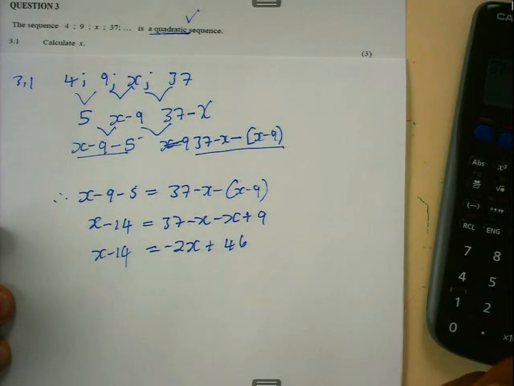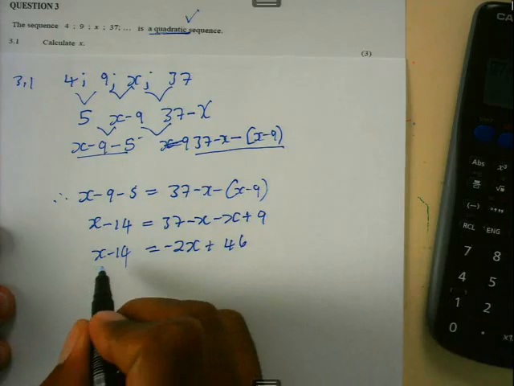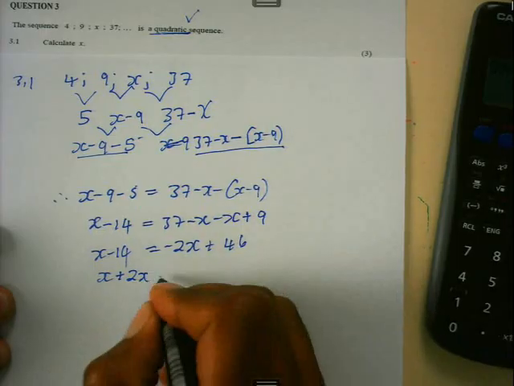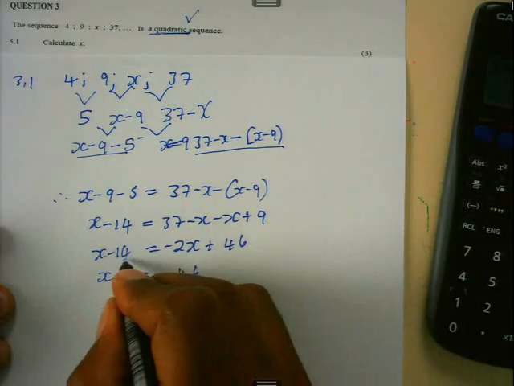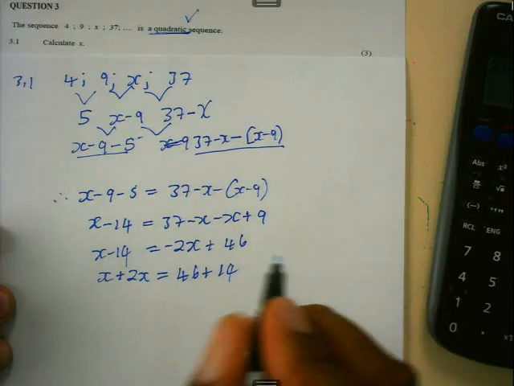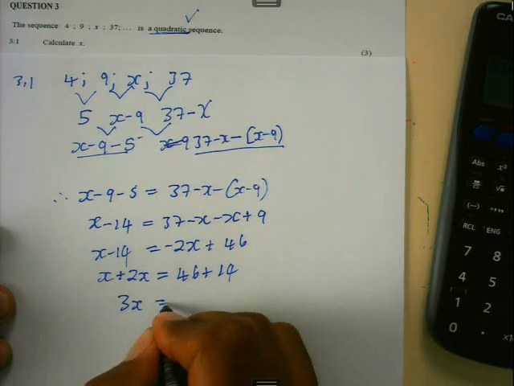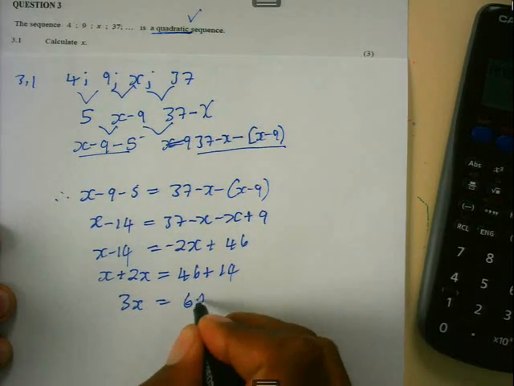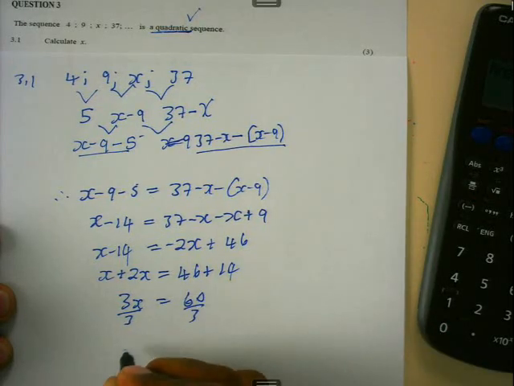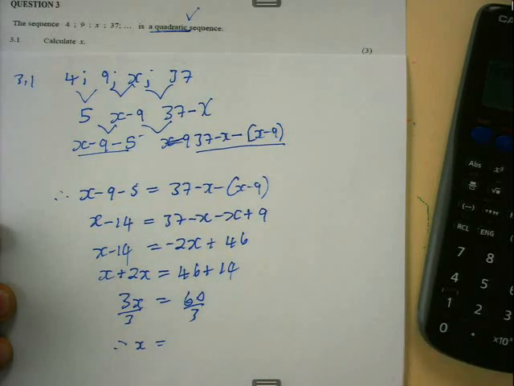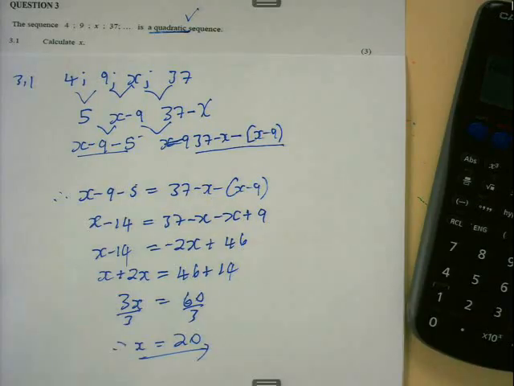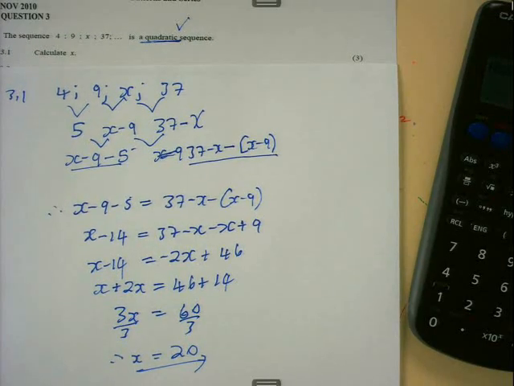How do I solve the linear equation? Unknown on one side, numbers on the other side. Therefore, the unknown there will be x. We have minus 2x here. Now it becomes positive 2x is equal to 46. Now it's a negative 14, now it's going to be a positive 14. Now this one is 3x is equal to 46 plus 14, that is 60. Now immediately from here, divide by 3. Therefore, x now is equal to 20. Now I can see I have the value of x, which is equal to 20.